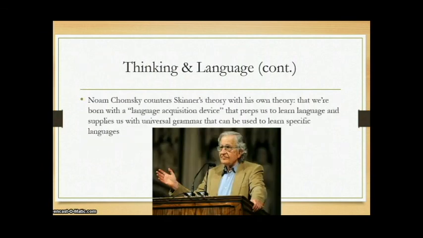Noam Chomsky counters Skinner's theory with his own theory, that we're born with a language acquisition device that preps us to learn language and supplies us with universal grammar that can be used to learn specific languages.